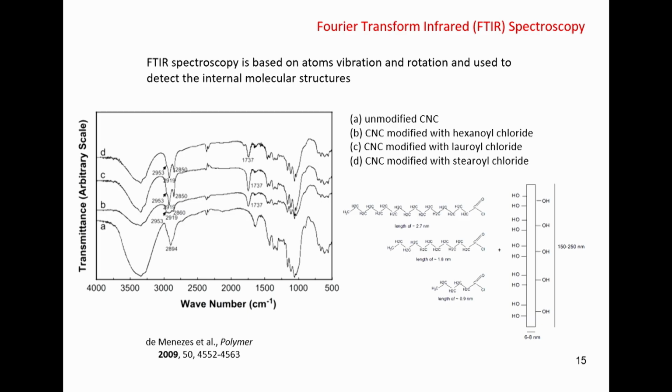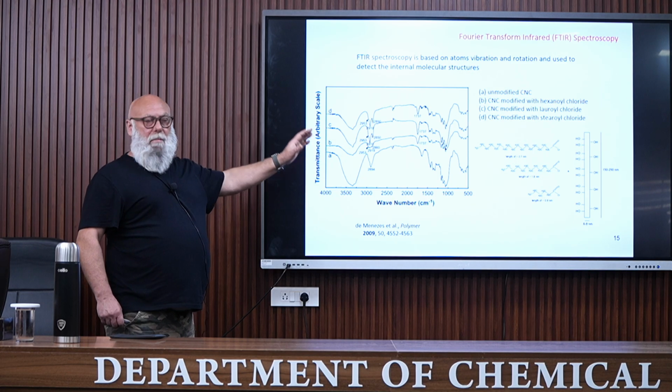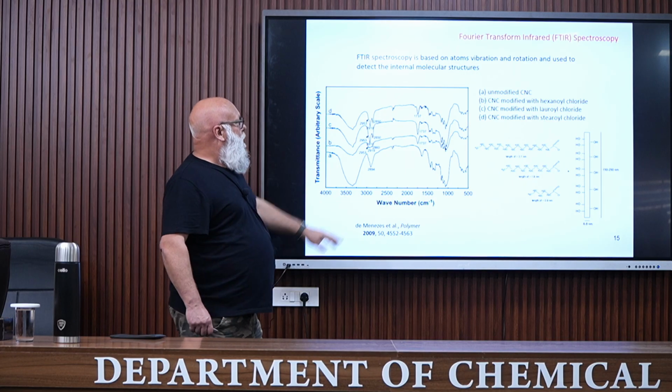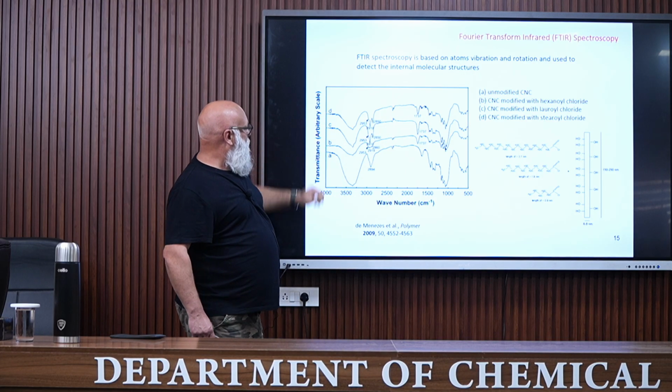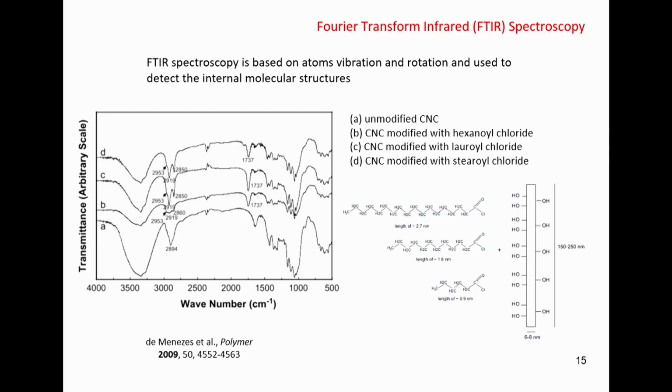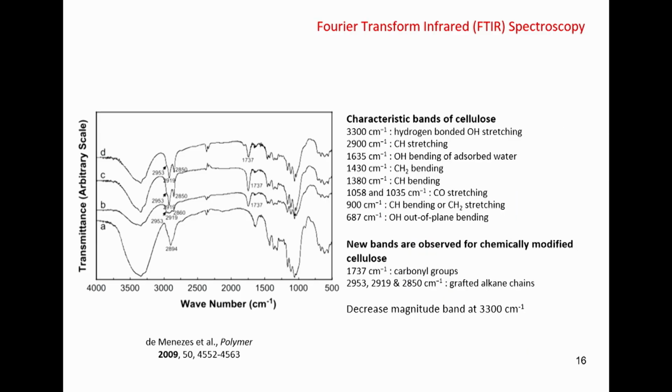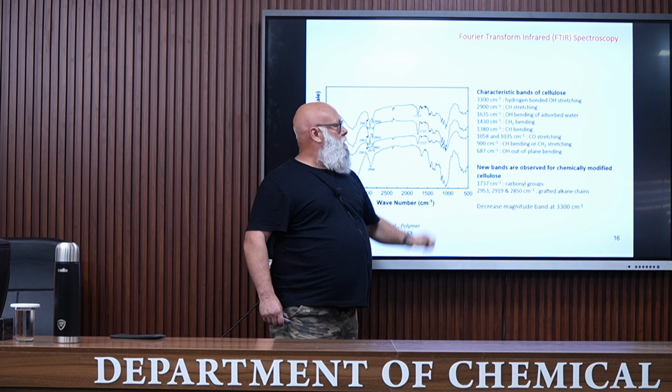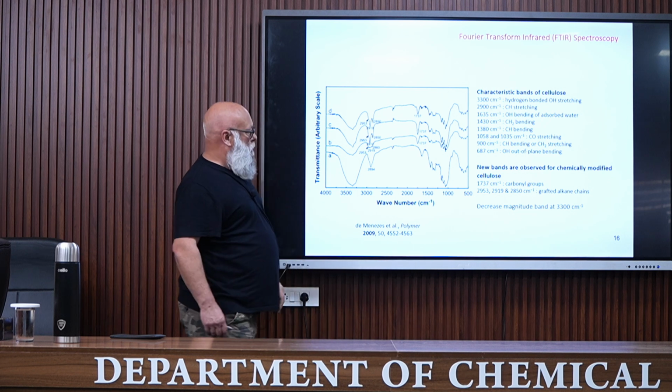Fourier transform infrared spectroscopy can also be used. So it is based on atom vibration and rotation and used to detect the internal molecular structure. This is the same example as previously, the same samples, unmodified nanocrystals and nanocrystals modified with these 3 different molecules. Of course, we can observe characteristic bands of cellulose. I will not detail everything, but they are here. They are characteristic of cellulose.